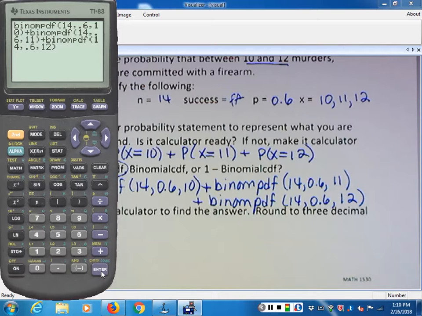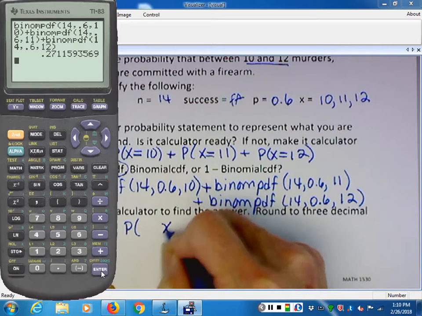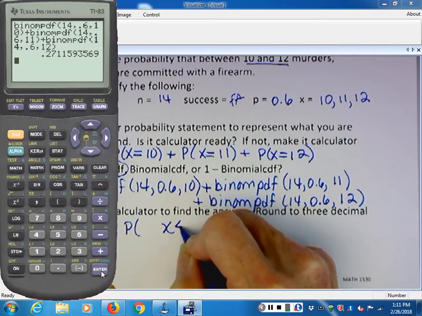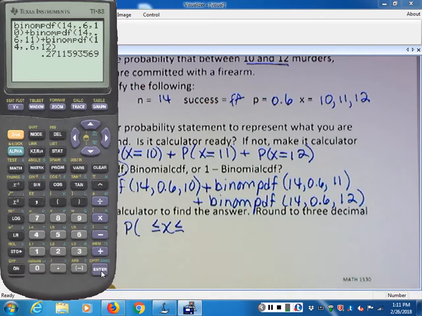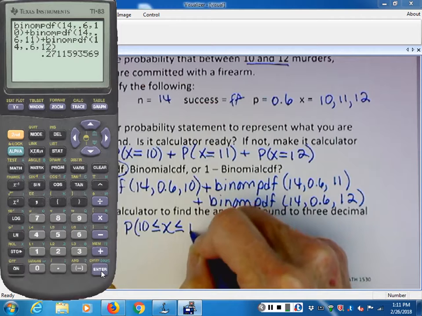There's all three of them and they're added together. And the answer is 0.271. Now, as far as writing it, remember how we write between statements. X is between 10 and 12.